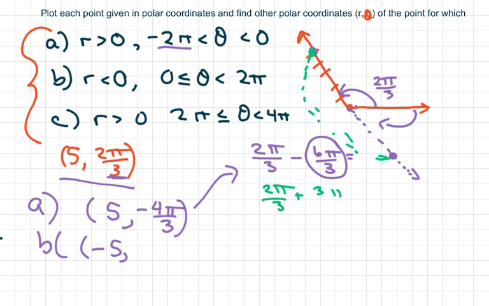So that's 3π/3, and that gives me 5π/3. And you can go ahead and check these and see that you'll get the same location of the point. And that's basically our goal.